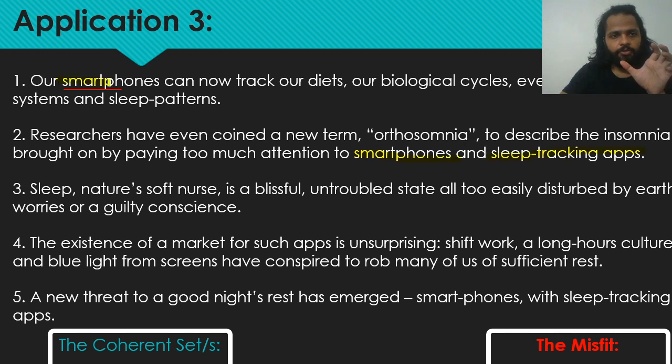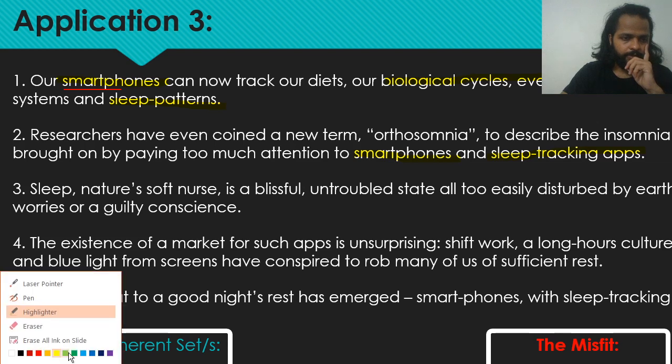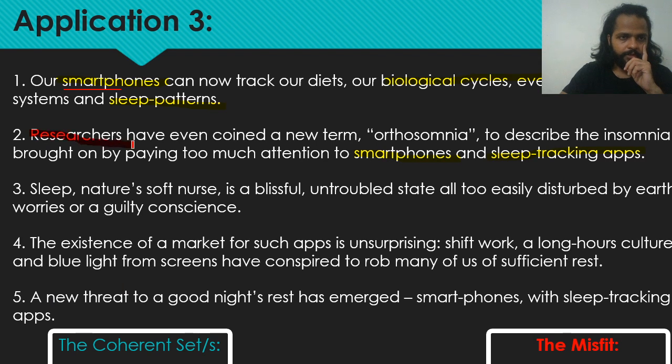So this sentence also talked about smartphones and sleep patterns and tracking biological cycles, while this also talks about smartphones and sleep tracking apps. And what is new here? Let me just see. The points that are new here are this researchers bit, and insomnia bit, right? These things are new. All right, so let's look at the other sentence.